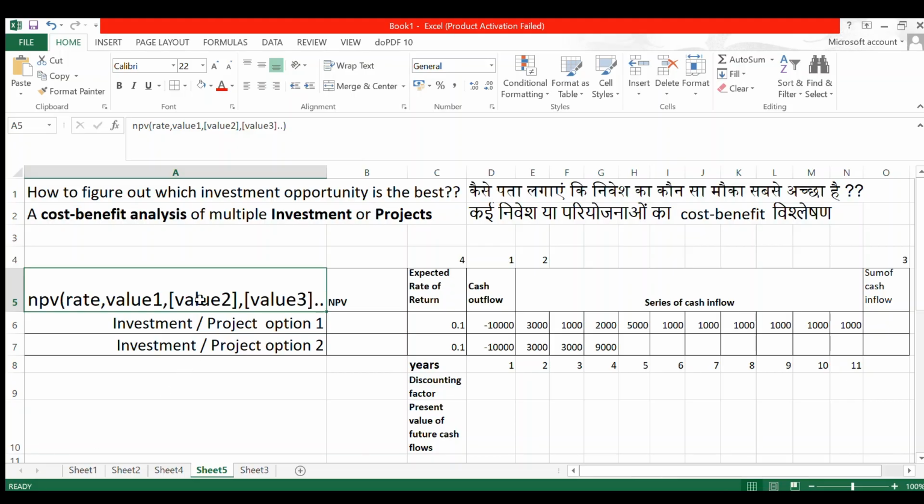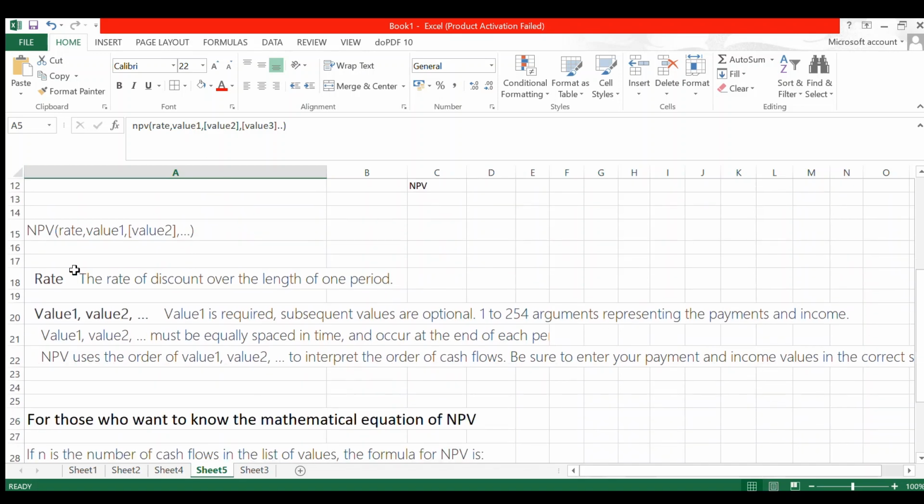We can see over here the NPV function. The NPV function takes multiple input values: rate, value 1, value 2, value 3, up to value 254. We can see value 2, value 3 and all the subsequent values are represented in square brackets, which means those input values are optional. They are not mandatory. But the first two input values, rate and value 1, are the mandatory or required input values. Now let us check what each of these input values means.